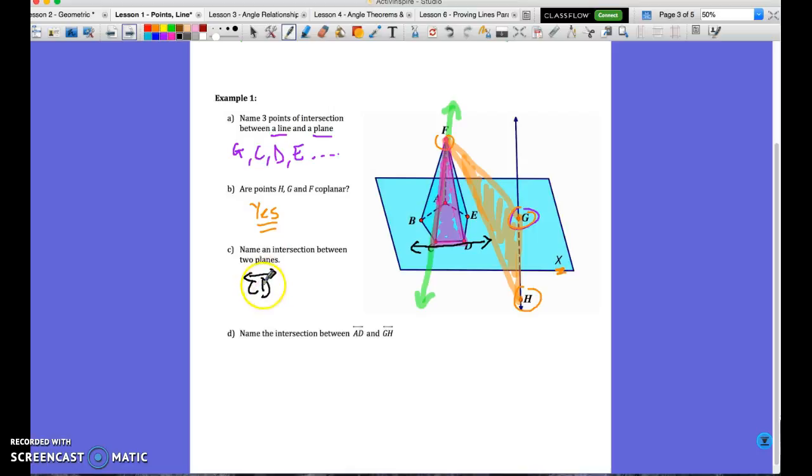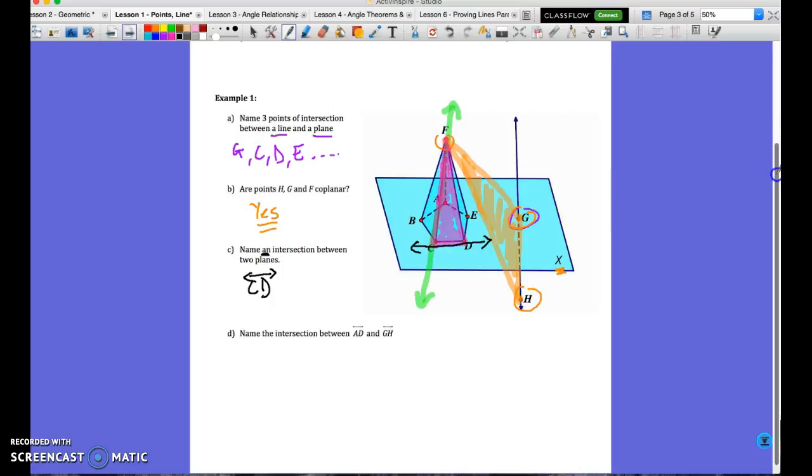So an intersection between 2 planes would be, of course, we know from the previous example, when 2 planes intersect, they intersect in a line, and in this case, in the diagram, line CD is the intersection between plane FCD and plane X. And once you know that, of course, we have a multitude of other options. We could say line FC was the intersection of plane FCD and FCB, and so forth. So many correct answers, but it did ask just for one of them.